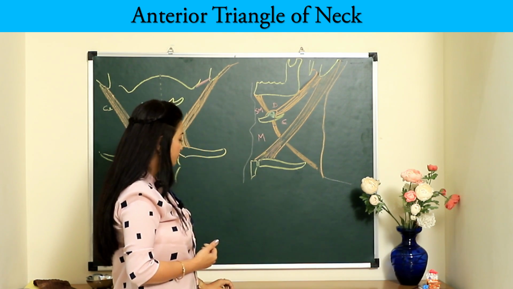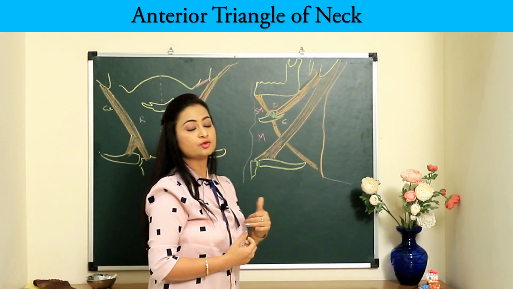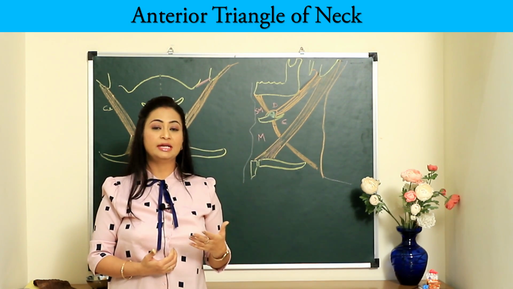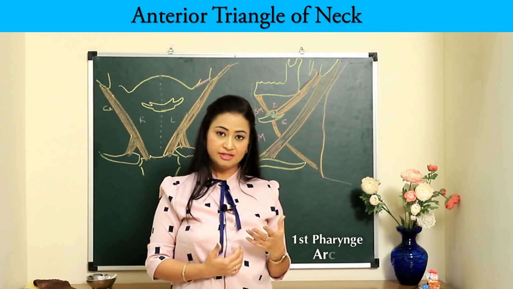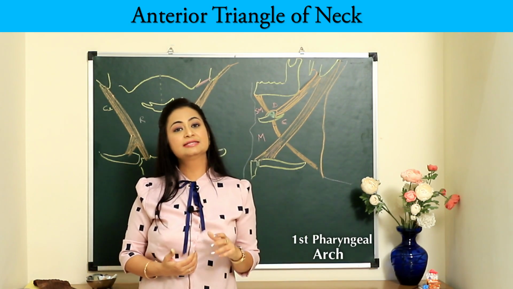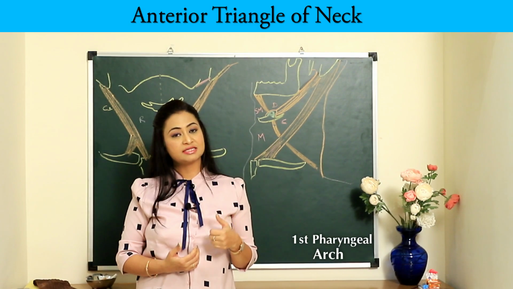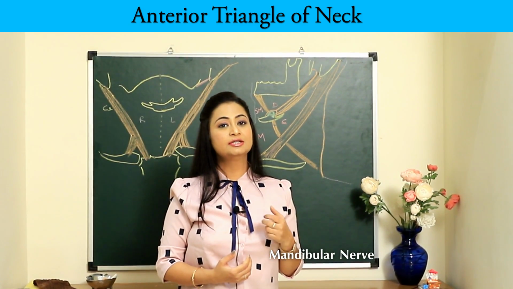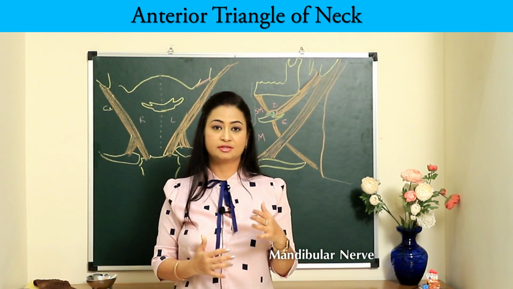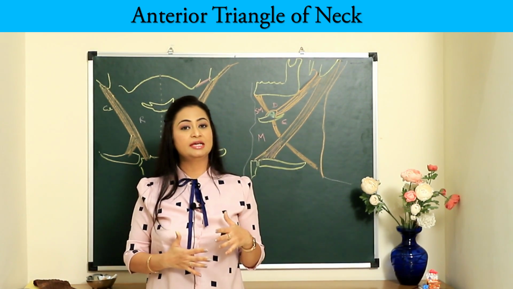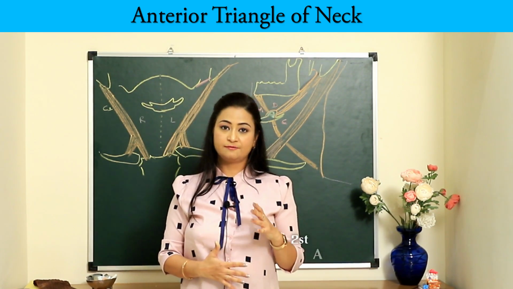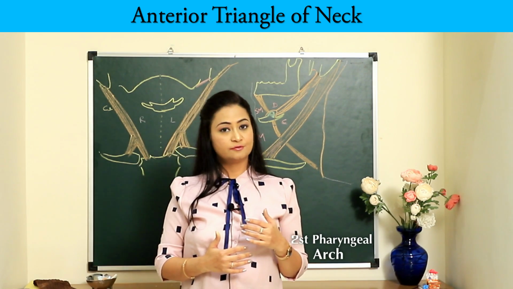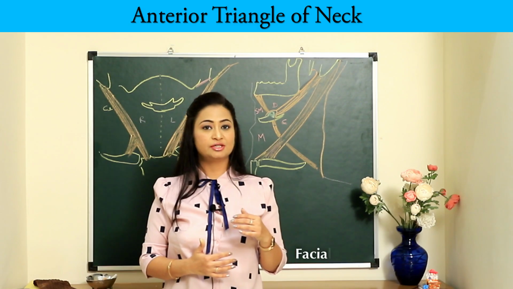Now, these two bellies also have different sources of embryological origin. That is, the anterior belly arises from the first pharyngeal arch and hence is supplied by the muscle nerve of that arch, that is the mandibular nerve, through the nerve to mylohyoid, right? Now the posterior belly originates from the second pharyngeal arch and hence is supplied by the nerve to that arch, that is the facial nerve.